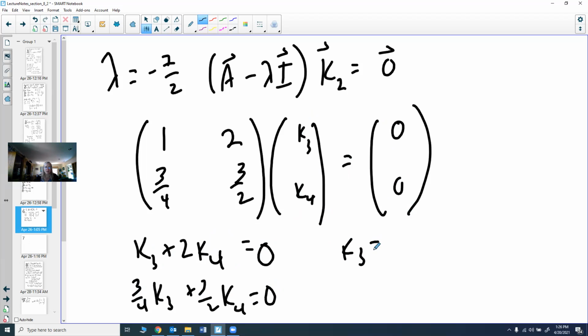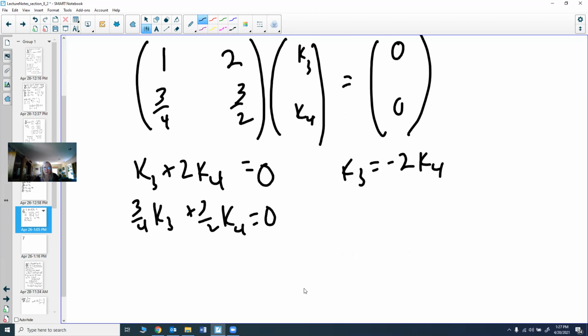So K3 is equal to minus 2K4. Same thing with this one. That would give you the exact same answer. K3 is negative 2K4. So they work out the same thing. You're going to get the same answer from them. They are a dependent system. They will always give you the same answer.